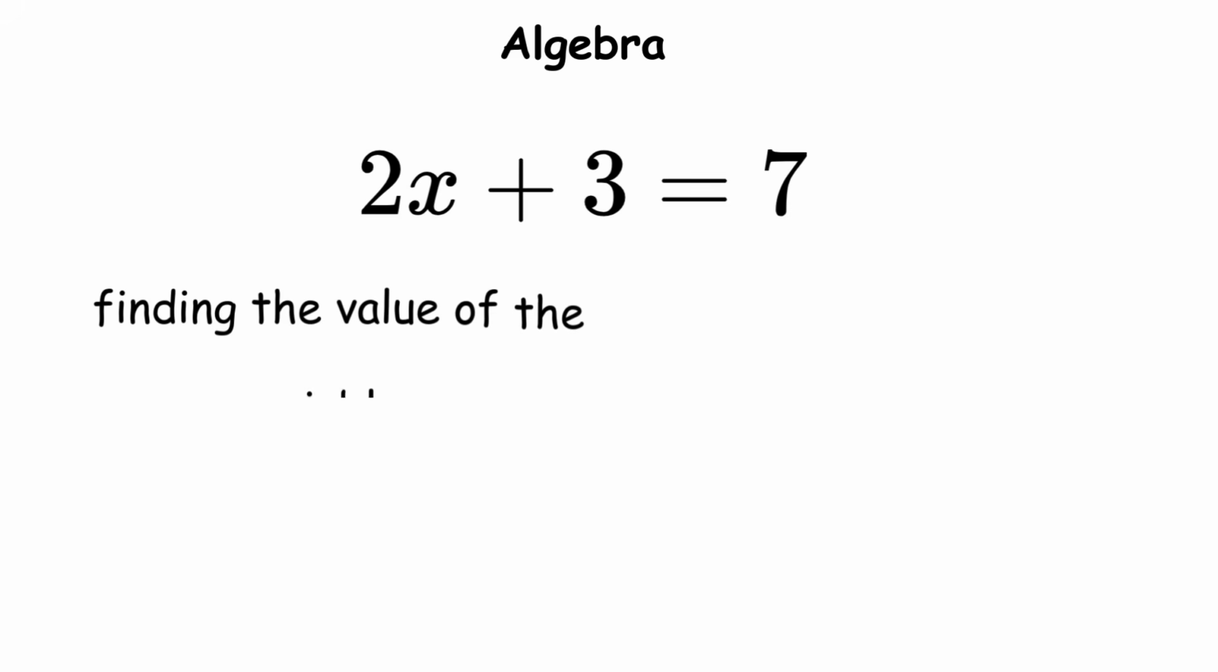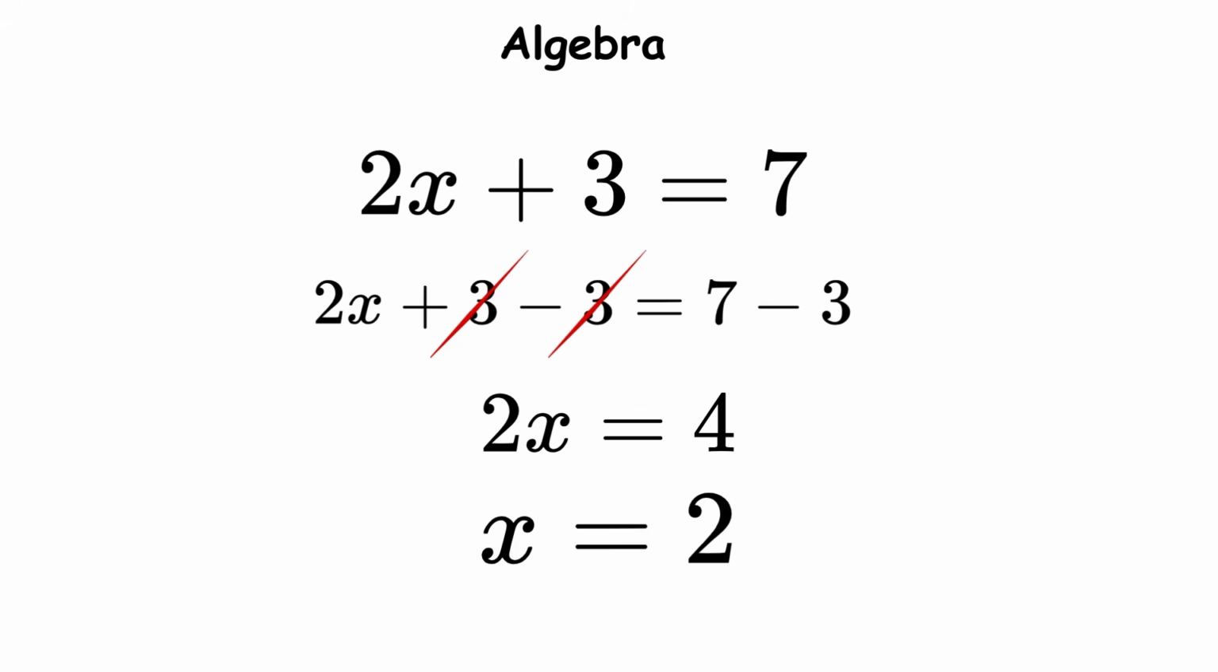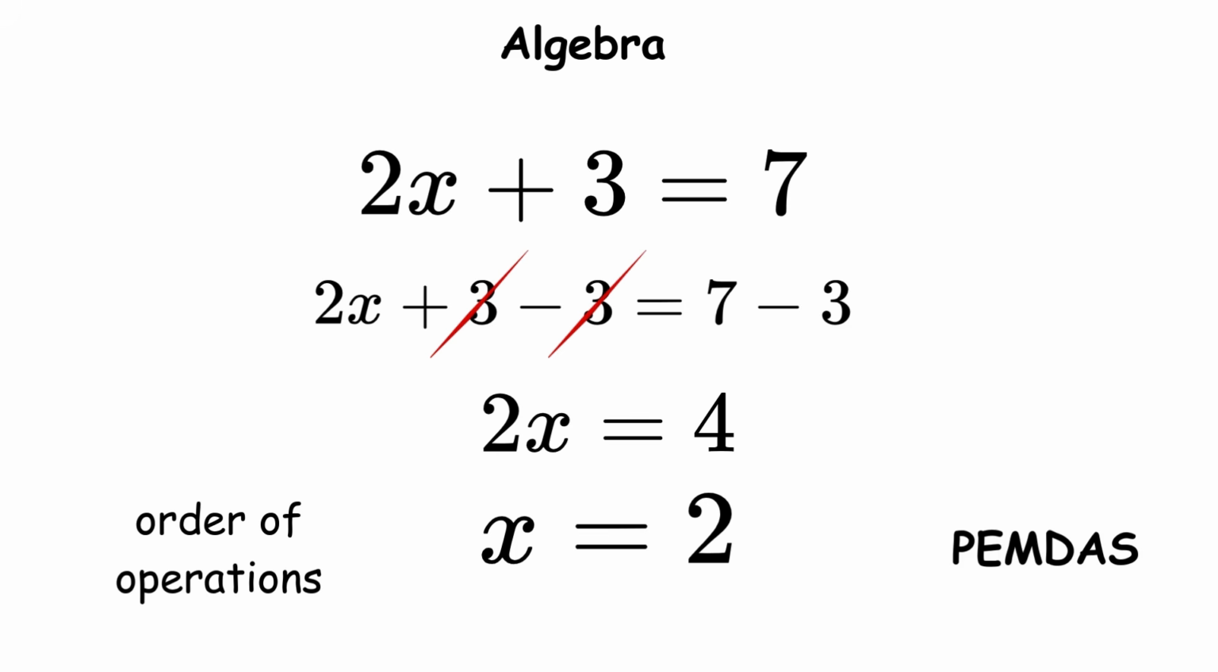Solving an equation means finding the value of the variable that makes both sides of the equation equal. In this case, we subtract 3 from both sides, getting 2x equals 4, and then divide by 2 to find that x equals 2. This step-by-step process relies on understanding the order of operations, often remembered by the acronym PEMDAS.